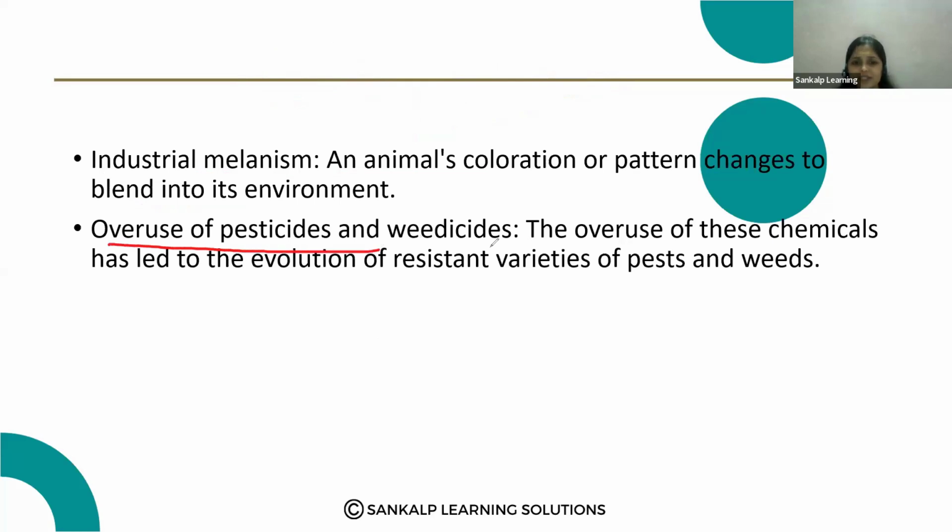And overuse of pesticides and weedicides. The overuse of these chemicals has led to the evolution of resistant varieties of pests and weeds. Some varieties are developed by the overuse of pesticides and weedicides.